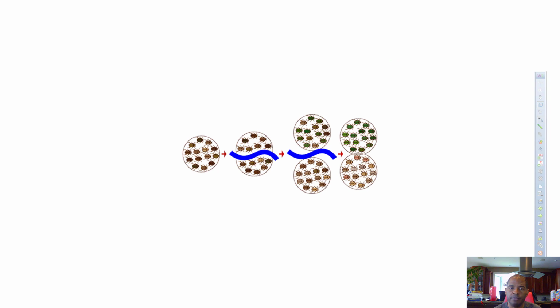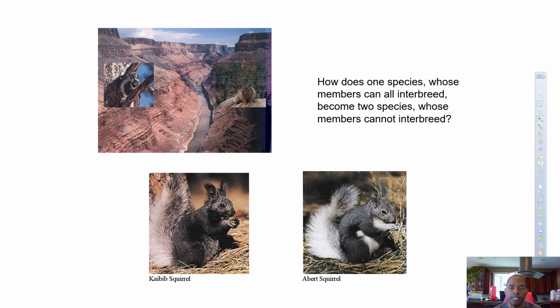Here's another example. A single population of beetles that become separated by a river. One side of the river, I guess, is more green than the other one. The other side of the river is more brown. And then you end up with brand new populations. So it's feasible.